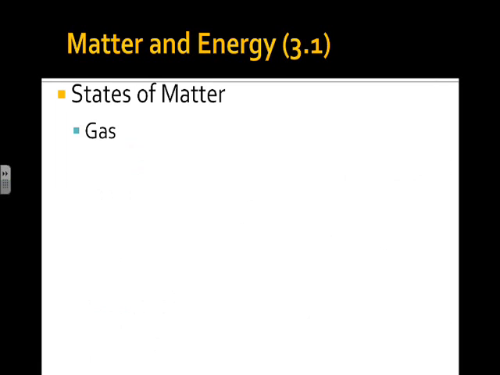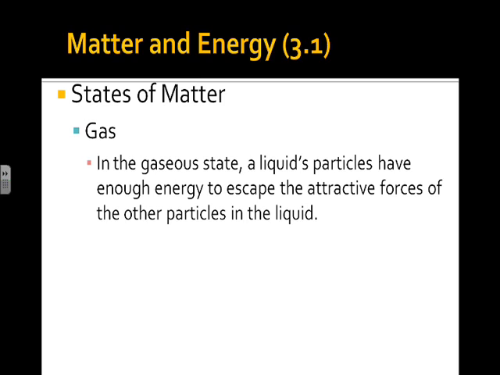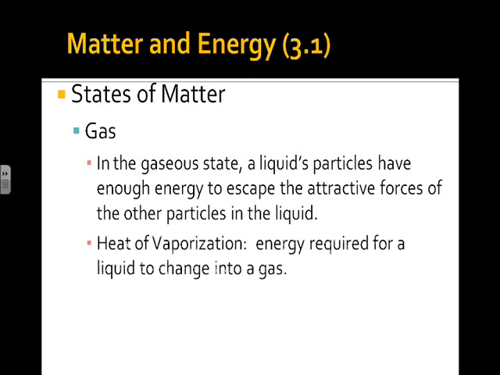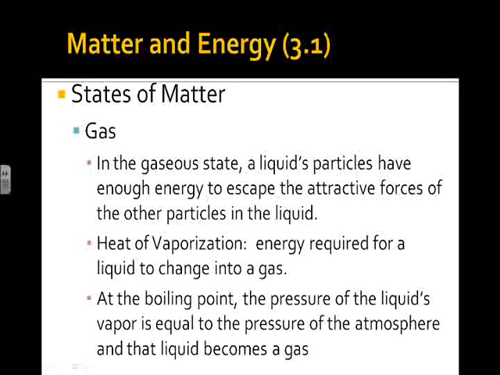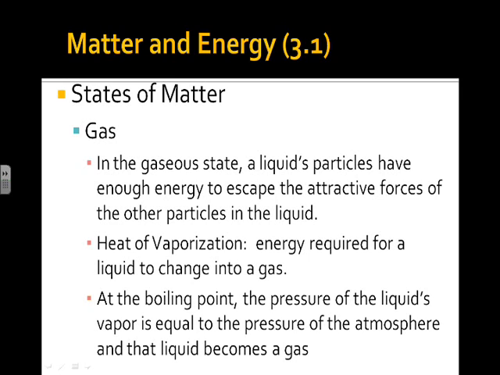Our third state of matter we're going to discuss is a gas. Now, in the gaseous state, a liquid's particles begin to have enough energy to again escape the attractive forces of one another so that they can break away and be even more free and even further apart. Now, the heat of vaporization is the energy required for one of those molecules to go from a liquid into a gas. At the boiling point of a liquid, the pressure of the liquid's vapor is equal to the pressure of the atmosphere, and so that liquid then becomes a gas. Okay?